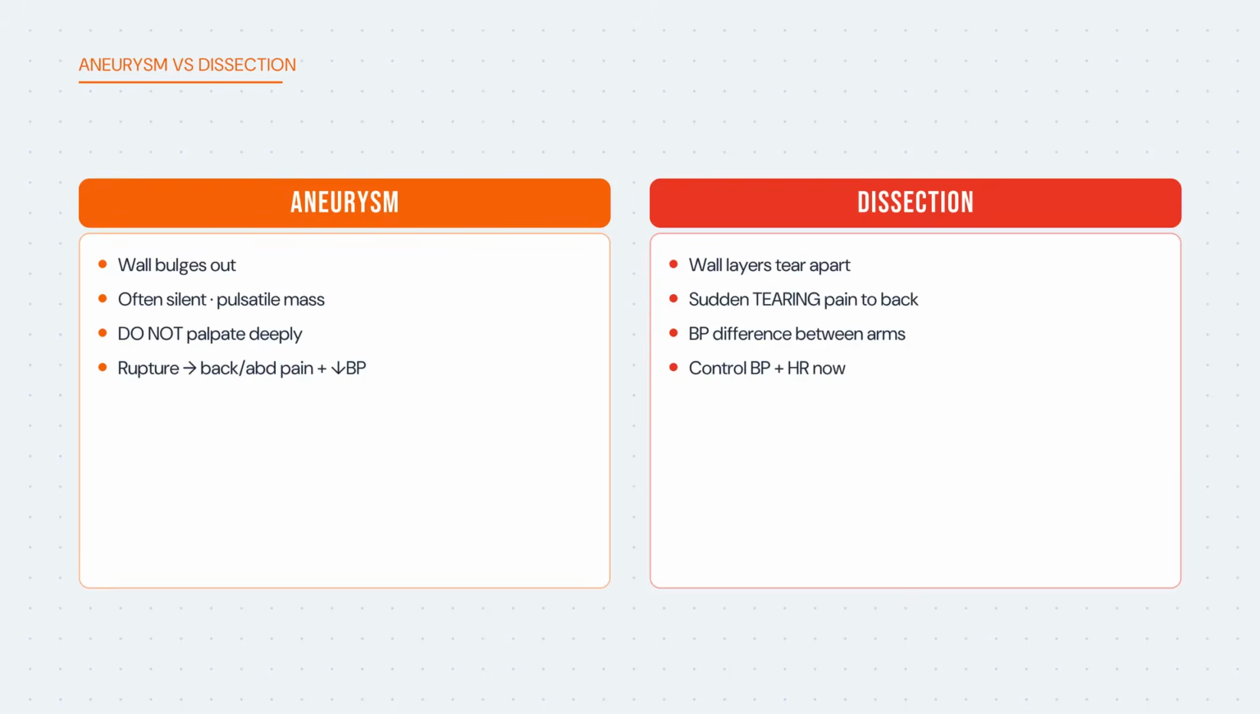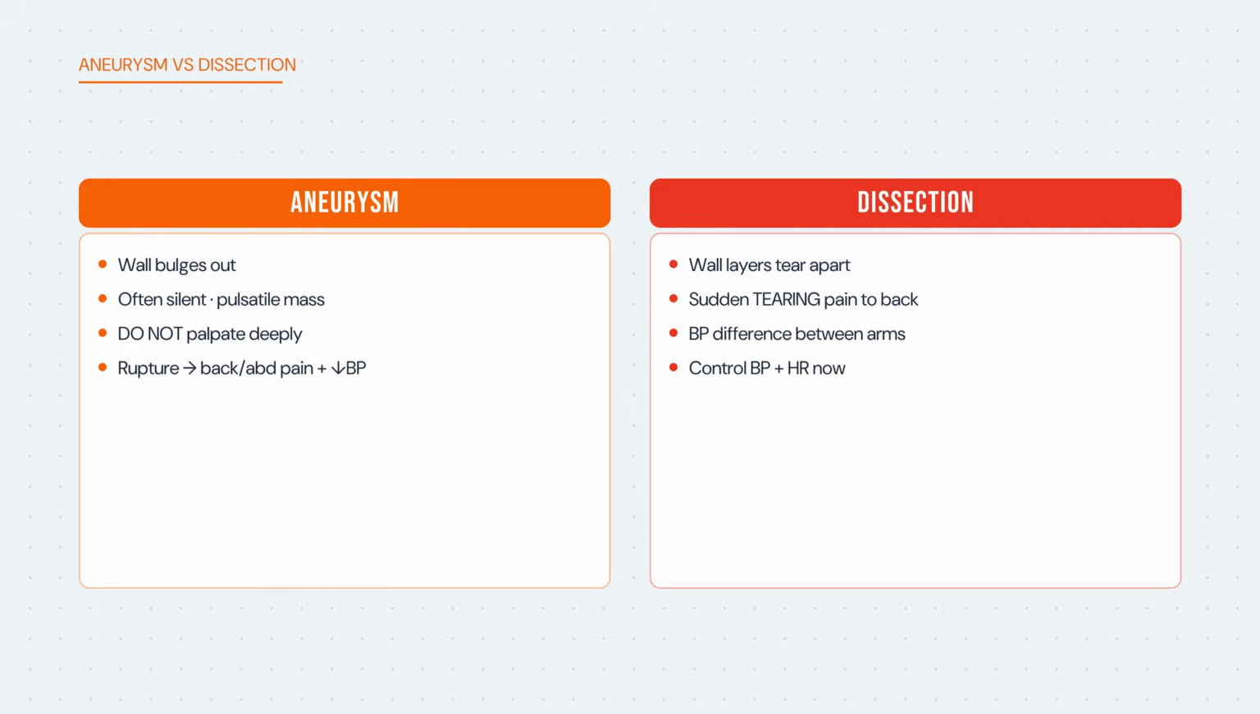otherwise. Now the aorta. An abdominal aortic aneurysm is a bulge, the wall weakens and balloons outward. It is usually silent, sometimes found as a pulsating mass near the navel. And the nursing rule. Do not palpate deeply, because aggressive palpation of a known aneurysm risks rupture. If it ruptures, you get sudden, severe back or abdominal pain. With hypotension, a surgical emergency.